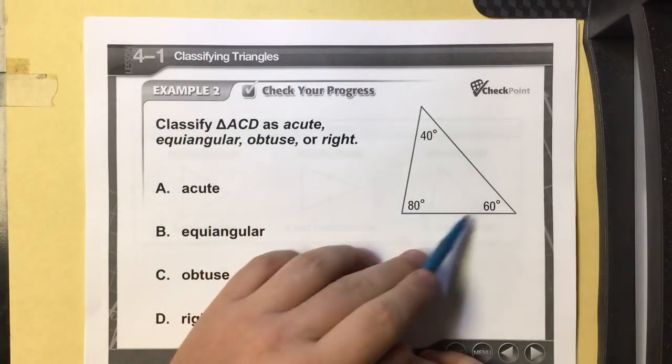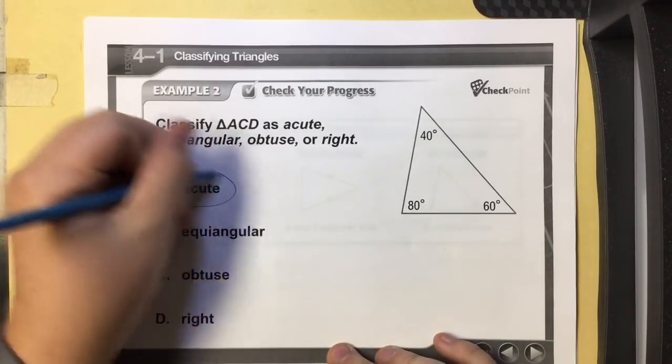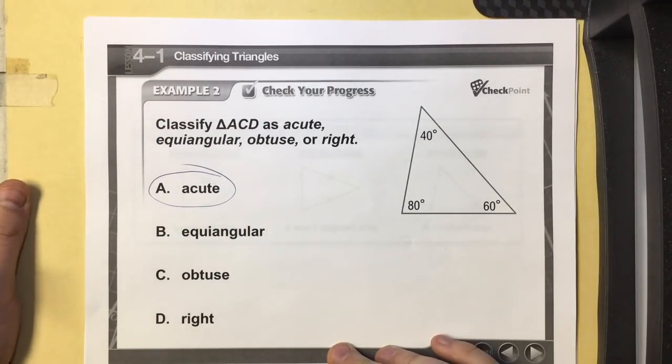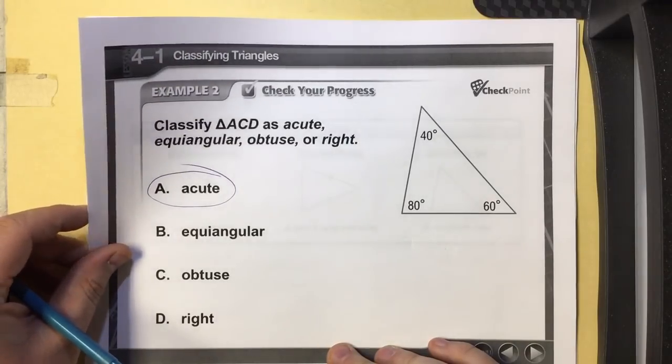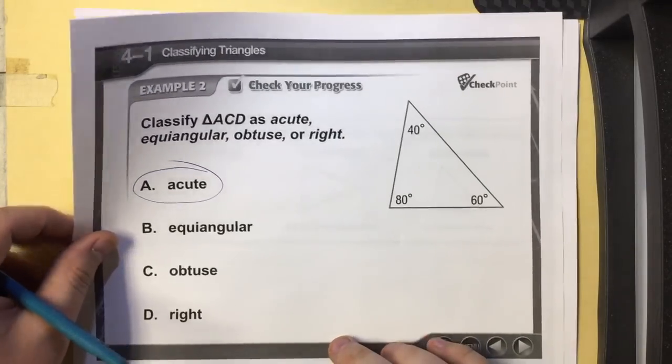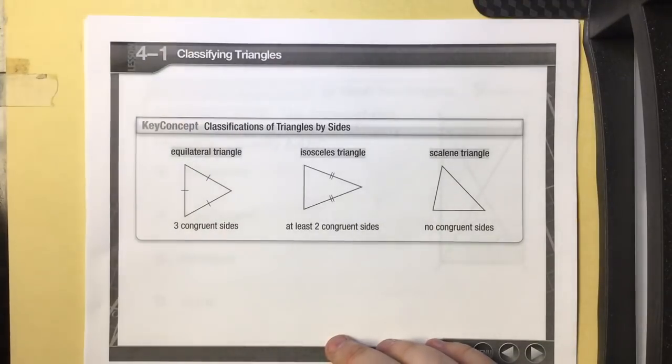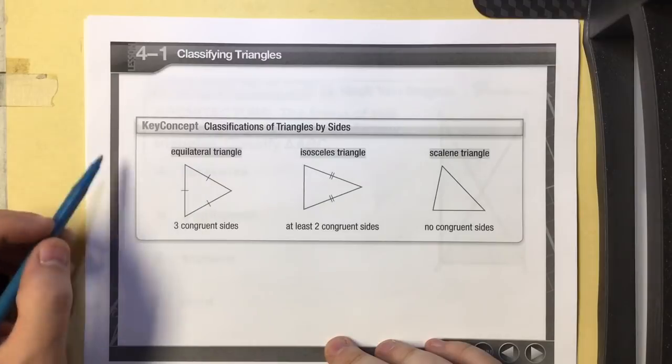This one here, 40, 80, 60. All are less than 90. So we have an acute triangle. Remember, all 3 have to be acute to call it an acute triangle. So that's all of our examples with classifying by angle measures.